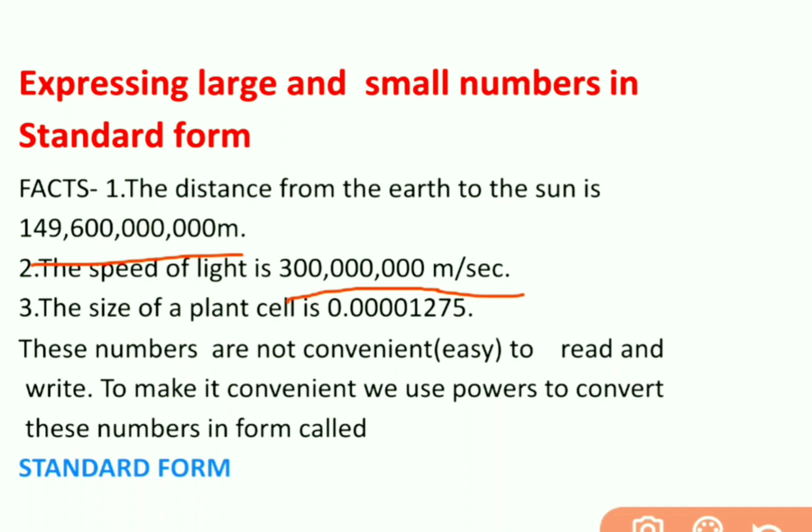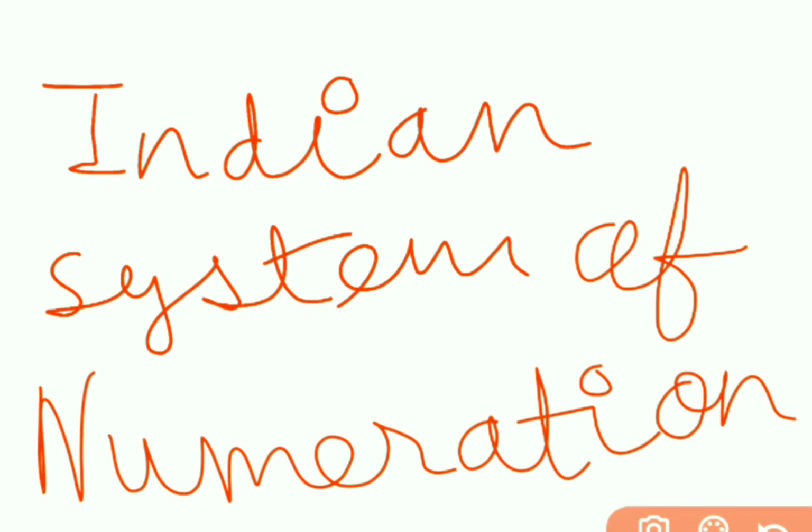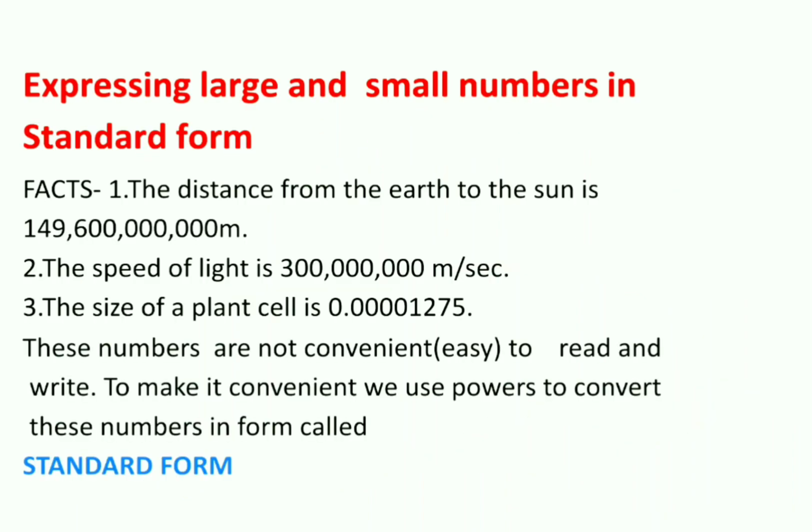You will see that all these facts are linked with some numbers, and if we want to read this number we have to use Indian system of numeration. For this we have to assign every digit of the number a place value and work according to the rule of Indian system of numeration. Students, it is very time consuming to name this number according to Indian system of numeration. These numbers are not easy to read and write.